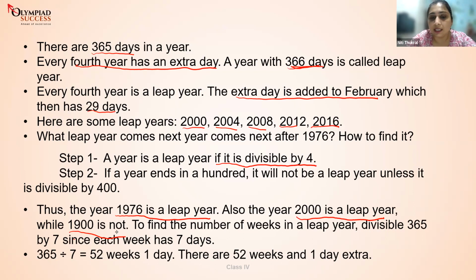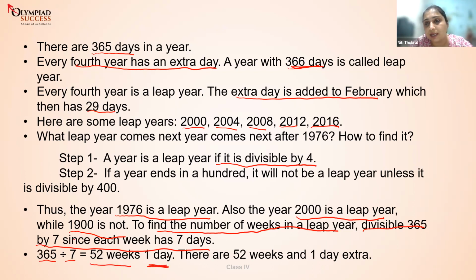Now, they are telling you to find the number of weeks in a year, divide 365 by 7, since each week has 7 days. We have total 365 days in 1 year. Now we will divide that by 7, because 7 is the number of days in a week. So we will get 52 weeks and 1 day. Why 1 day? 1 is our remainder. So 52 weeks and 1 extra day will be coming when we divide 365 by 7. Yes, Adrit, absolutely correct. 52 is our quotient and 1 is our remainder. That's why we are telling 52 weeks and 1 day.